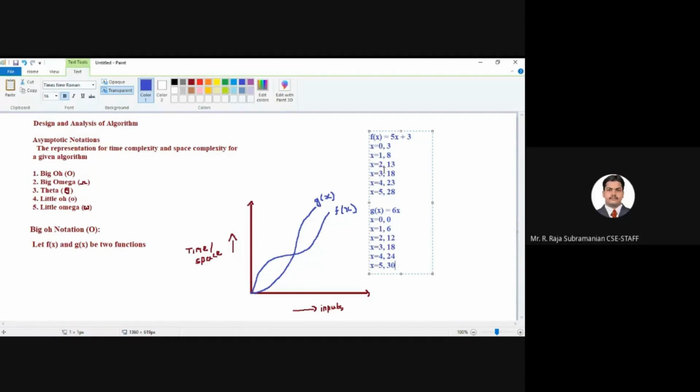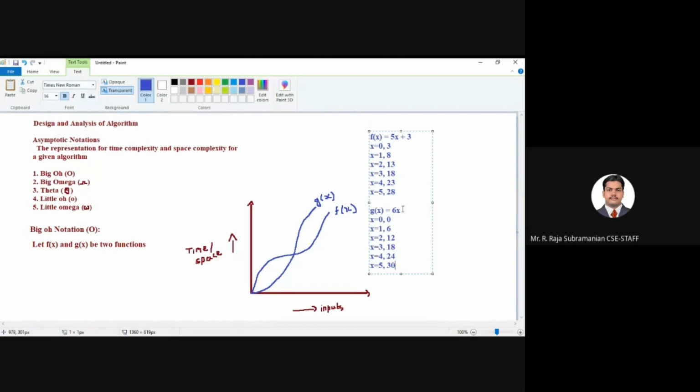Because until a particular point, we know that f of x is greater than g of x. But after some particular point, we found g of x to be greater than f of x, right? At some point f of x and g of x intersect, and after that, f of x and g of x will never meet. That is the most important point. They will never meet, and g of x will always be greater than f of x. This kind of notation is called big O notation, right?